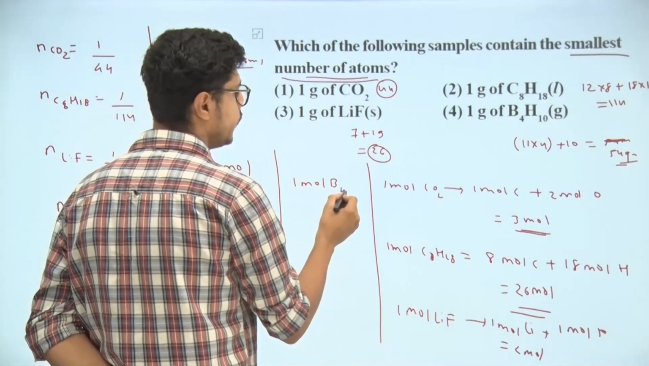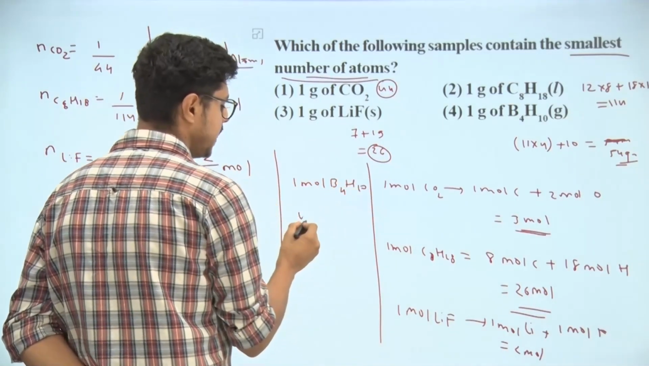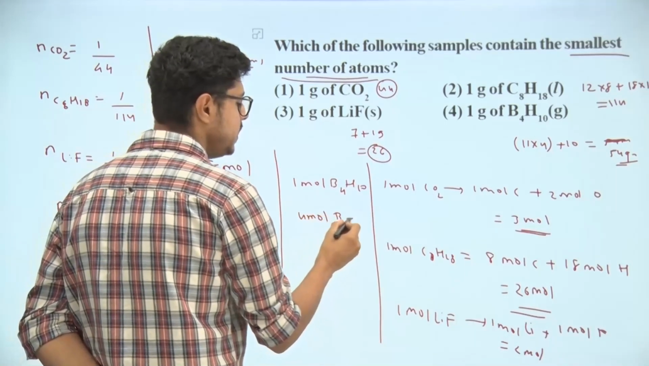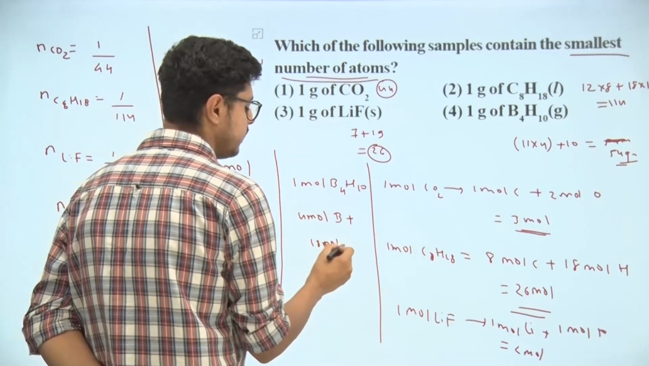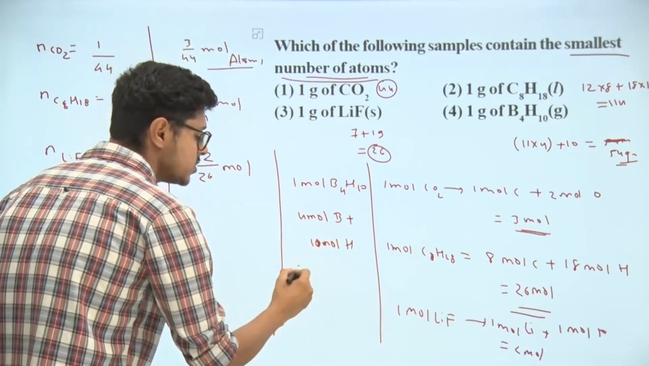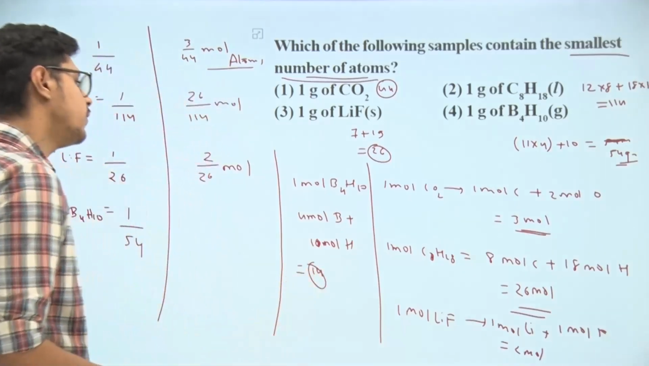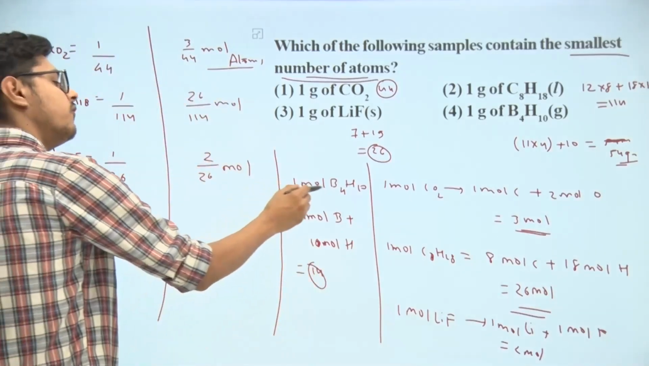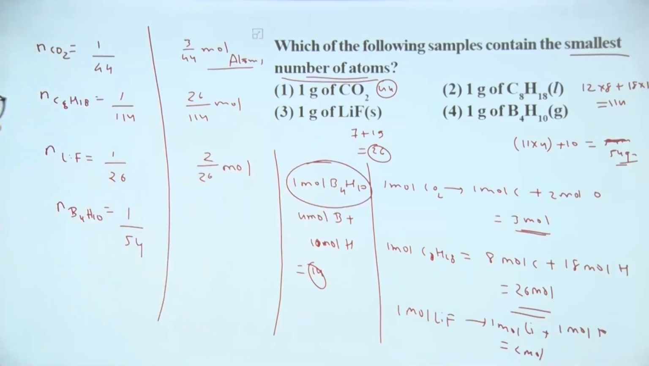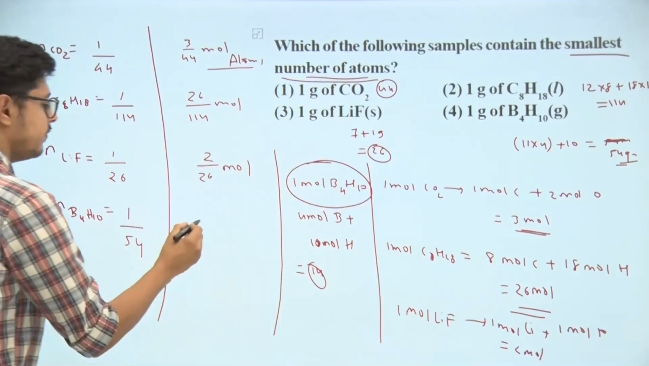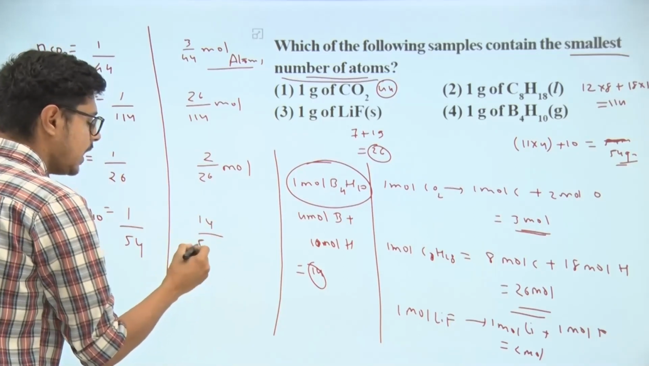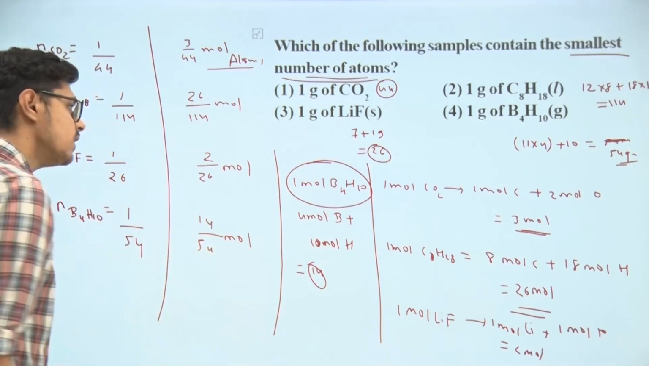And in B4H10, in 1 mole of B4H10, we have 4 moles of B plus 10 moles of H. The total number of moles will be 14. In 1 mole of B4H10 we have 14 moles of atoms. So in 1 by 54 moles we will have 14 upon 54 moles of atoms.